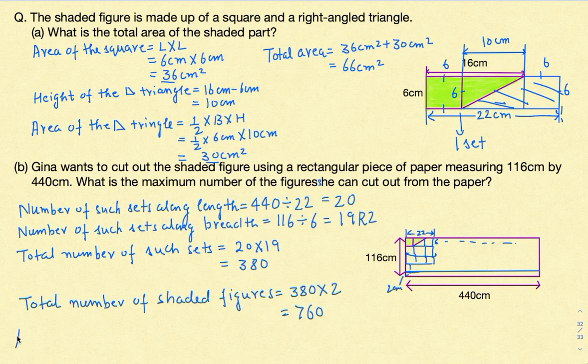So let's write our final answer quickly. For part A, the total area is 66 cm square, and for part B, there are 760 such figures that Gina can cut out from the paper. So that's the solution of this question.